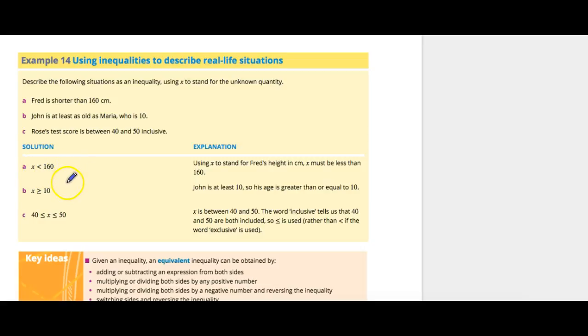John is at least as old as Maria, who is 10. So this means at least. He can be 10 or he could be older. That's why it's greater than or equal to.